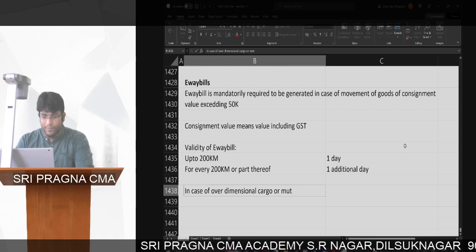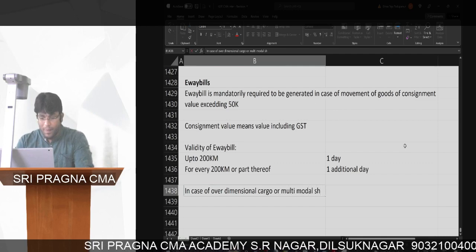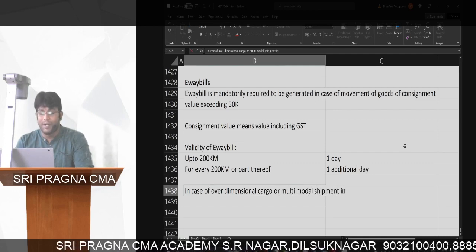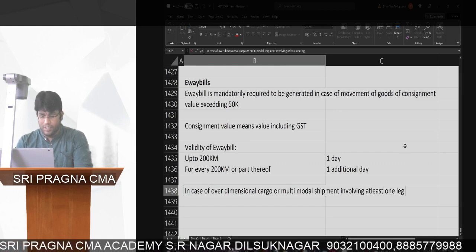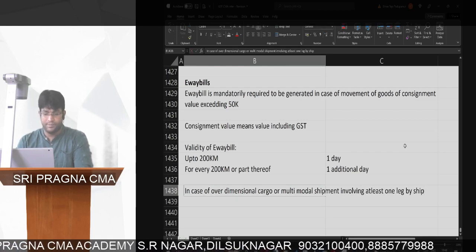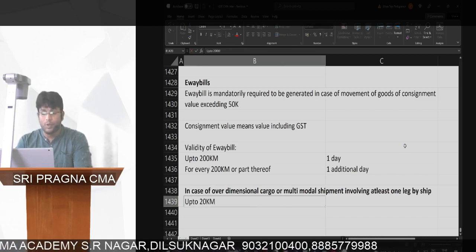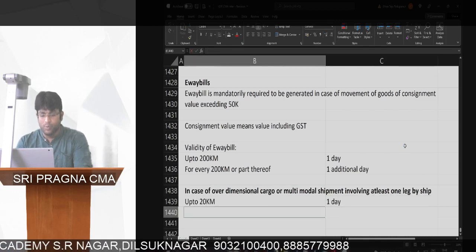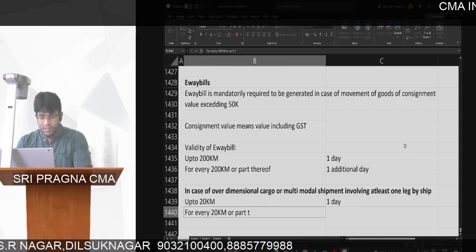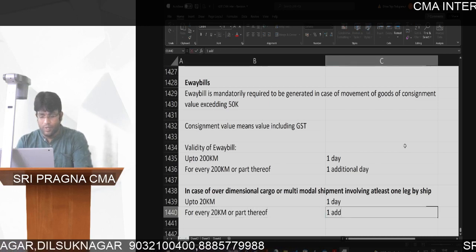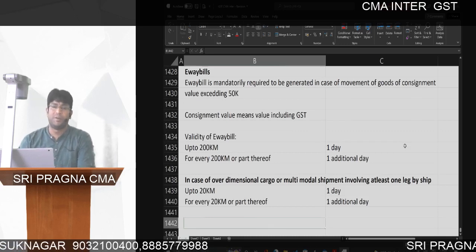Over-dimensional cargo, not multi-dimensional, this is only over-dimensional. Or multi-modal shipment involving at least one leg by ship. Up to 20 kilometers, validity is 1 day. And for every 20 kilometers or part thereof, you will get one additional day. Exactly. These are the important points you have to keep in mind.